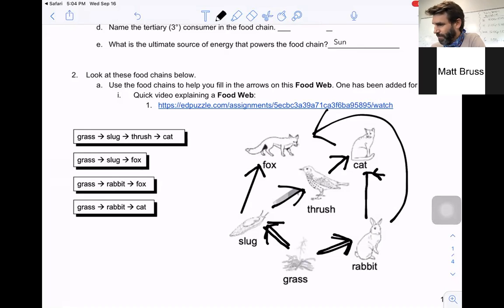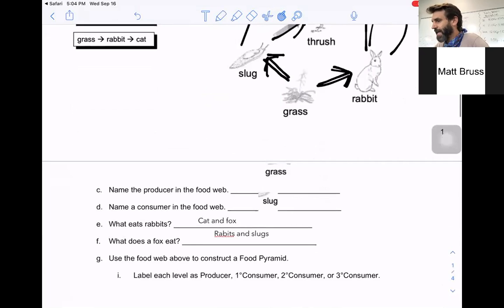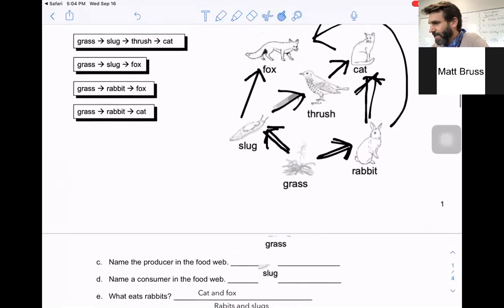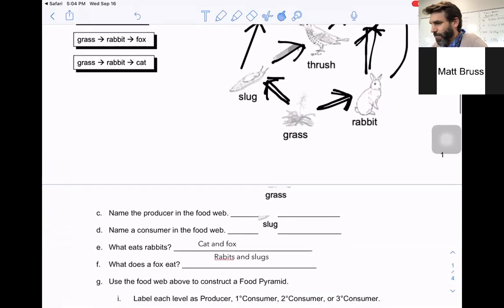So now we have these four food chains combined into this visual image that actually contains quite a bit of detail about this particular ecosystem. And then we went on to ask some questions about this ecosystem or about this food web. And what we're finding is that this does contain a lot of information.